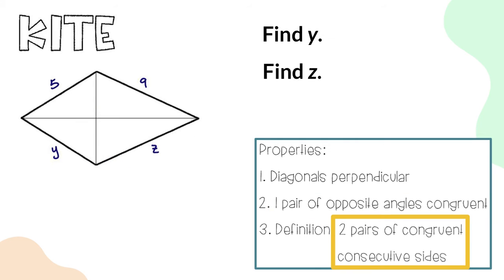For my kite, I know that I have two pairs of consecutive congruent sides. So these two sides are congruent, these two sides are congruent. So y equals 5 and z equals 9.